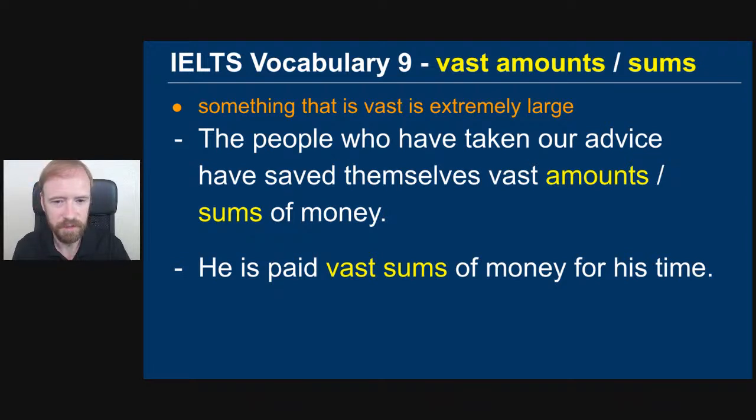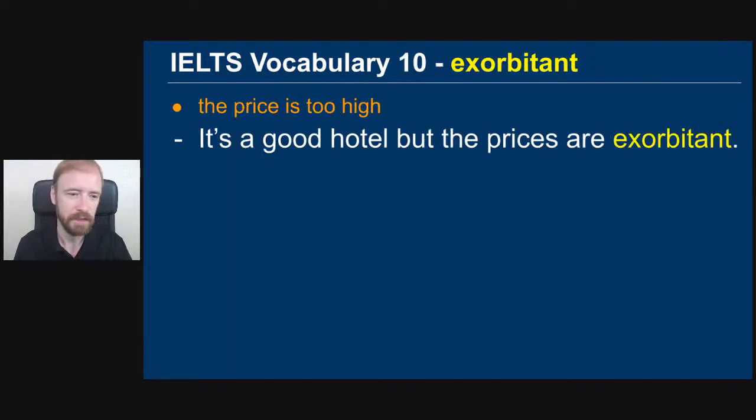All right, and let's go to number 10. The last word is the most difficult word you're going to learn in this lesson today. It's difficult not because of its usage, but because you've got to spell it. If you use it in your writing, make sure you spell it correctly. Exorbitant. Remember how to spell it. Exorbitant. That's how you say it. The price is too high.